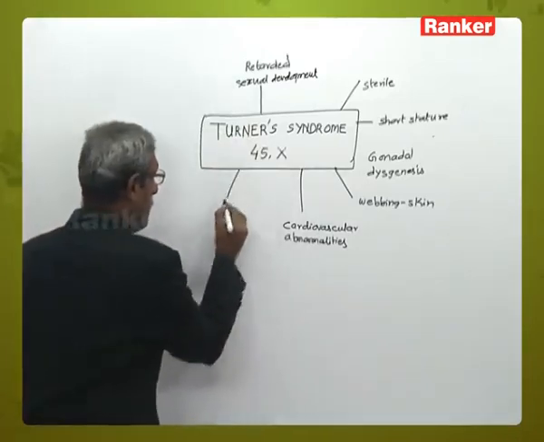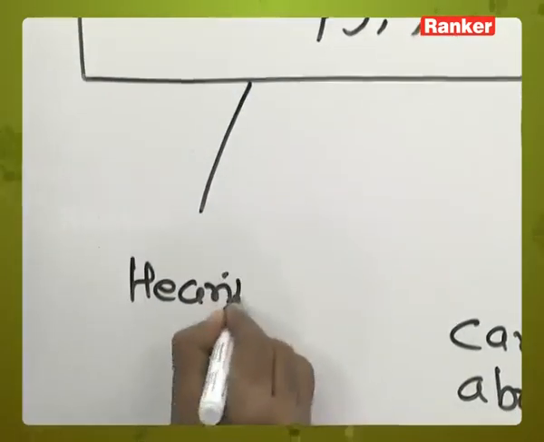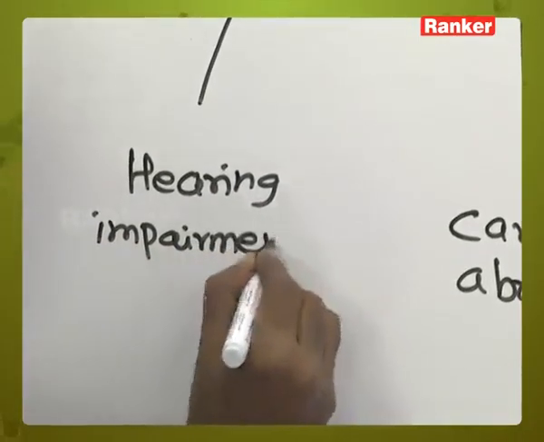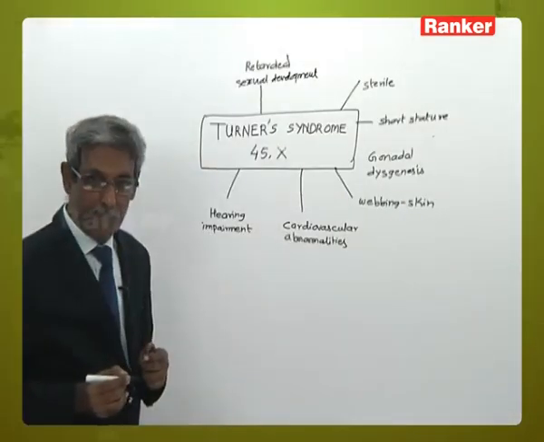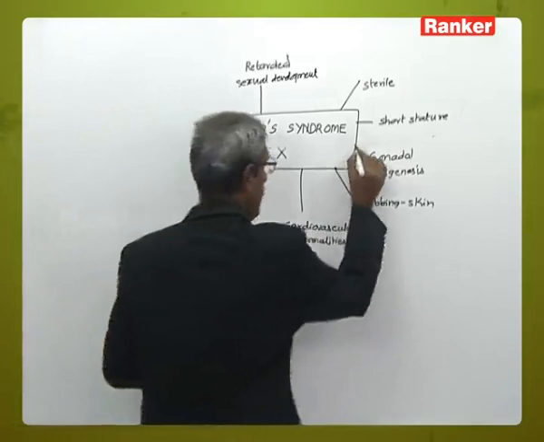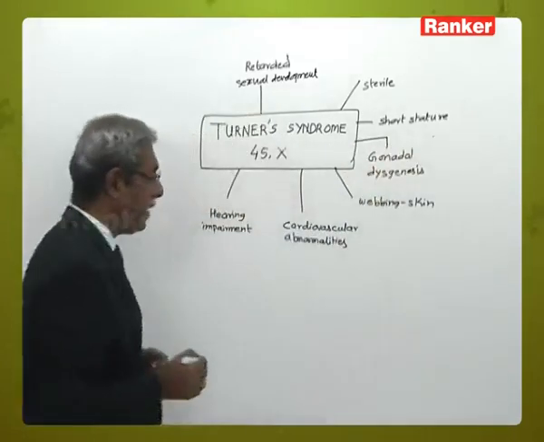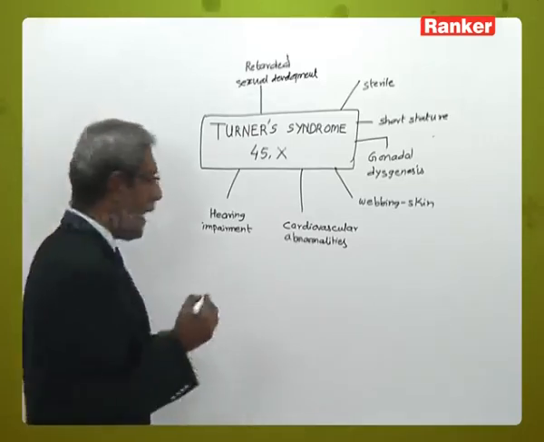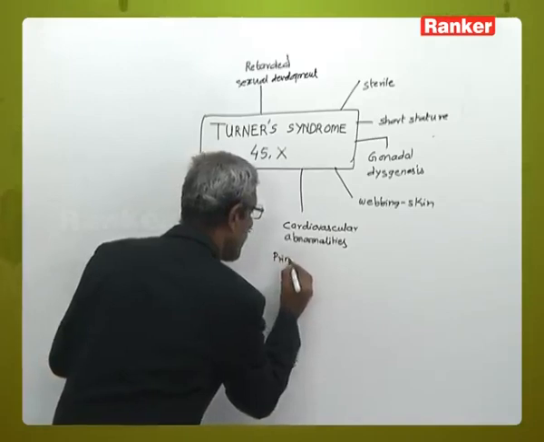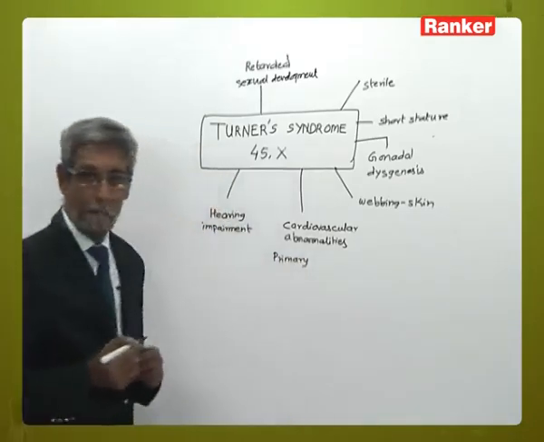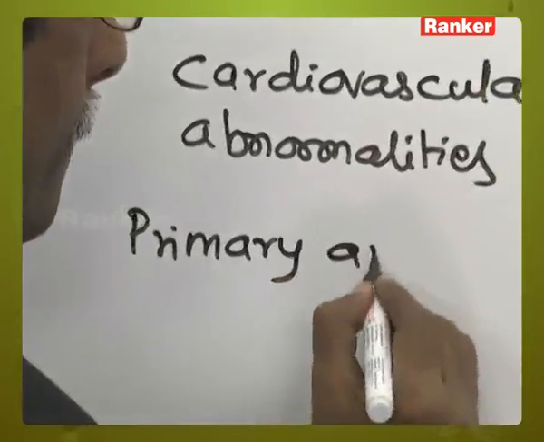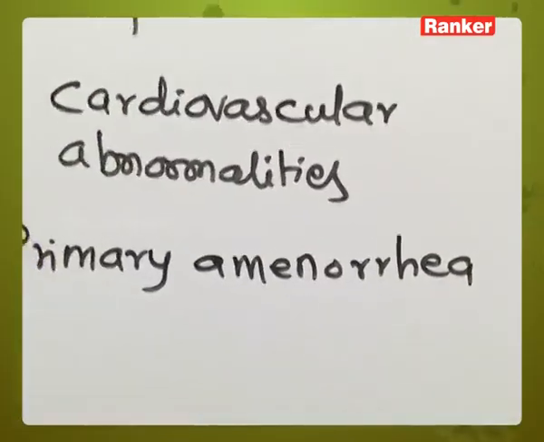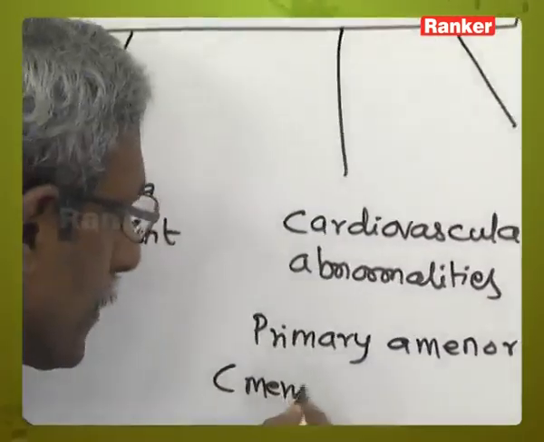They also show hearing impairment, and non-functioning gonads, that is gonadal dysgenesis, primarily indicated by primary amenorrhea. That is, the menstrual cycle is absent.